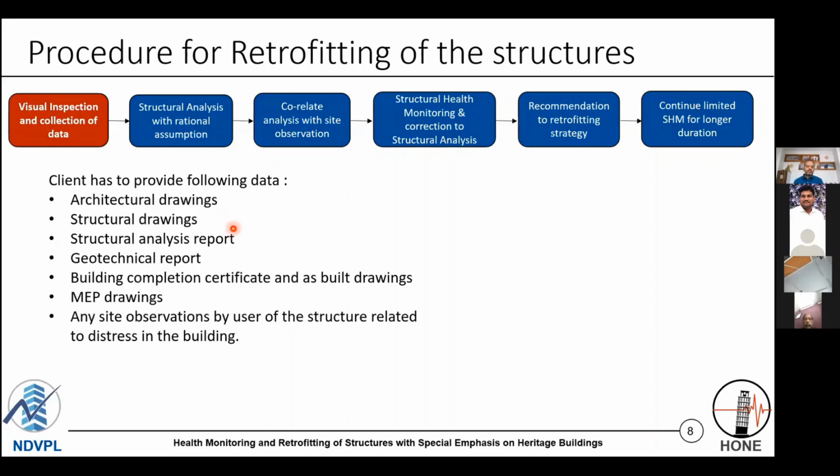We must collect structural analysis reports if any past reports are there, and the geotechnical report. If it is a regular residential building or commercial building, then we must collect the completion certificate, and as-built drawings. Sometimes as-built drawings are different from working drawings or planned drawings. We should collect MEP drawings, and any site observation by the user, which is the most important part.